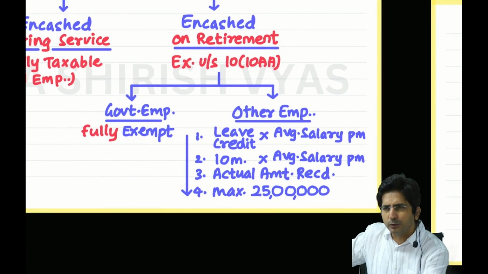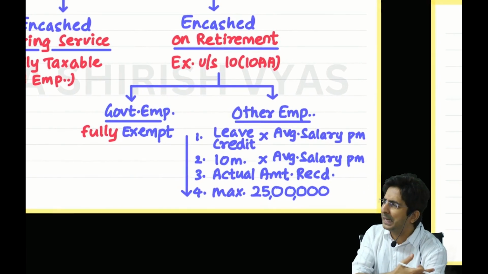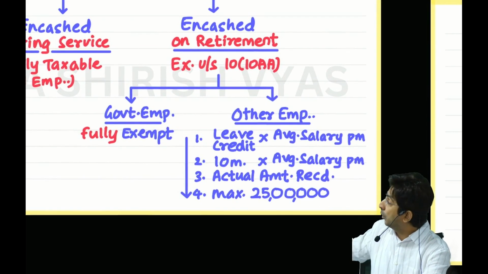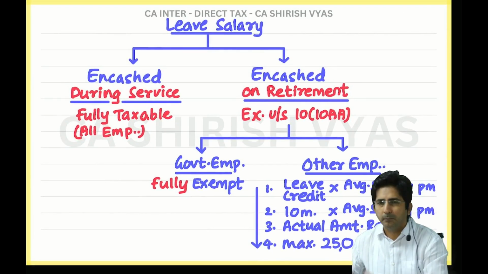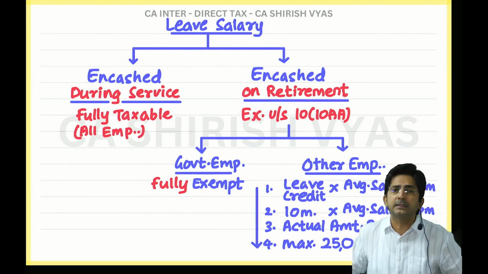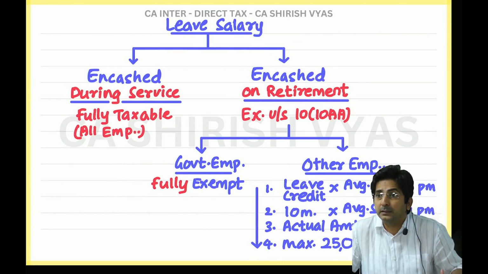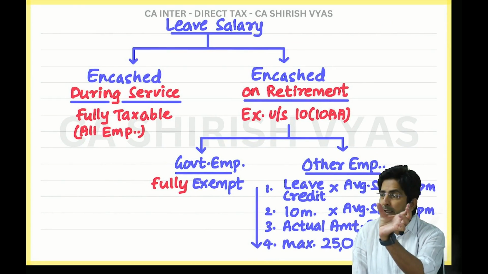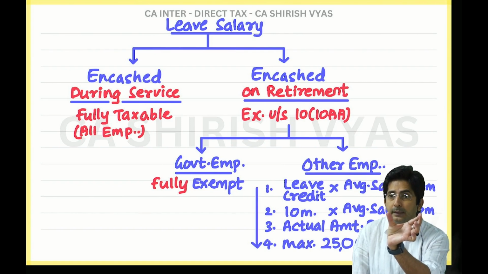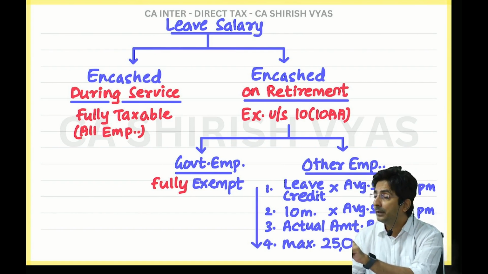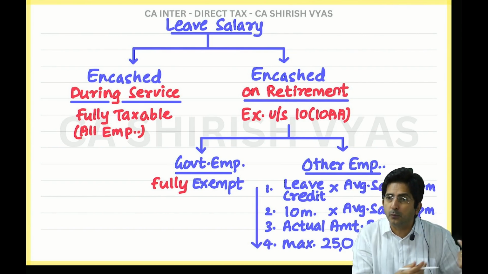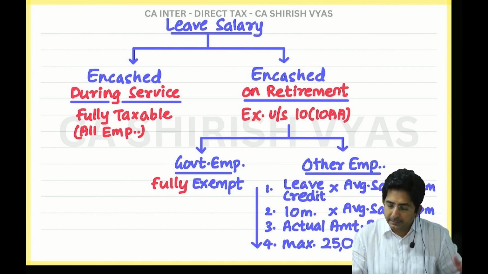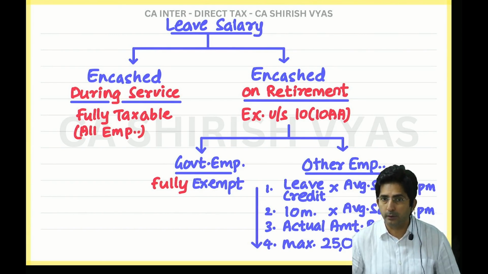Average salary is also simple, something which we studied in gratuity. Okay. Then what is leave credit? I will explain. In short, I will have to explain, but some formula like this is there. And while you are solving the sum, what will you do? First you will write leave salary in the inner column, and then you will write less exempt under section 10(10AA). And this formula you will use in a working note. Okay. And then out of the 4, whichever is lower.